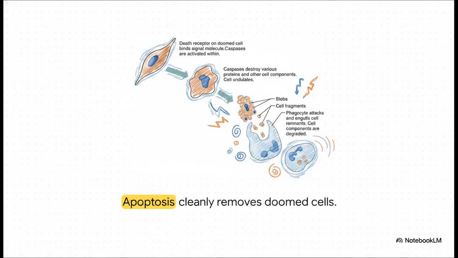You can actually visualize this exact biochemical pathway unfolding physically right here. The death receptor grabs the signal molecule, then the caspases light up internally, and boom, the doomed cell breaks apart into those tiny, easily digestible blebs right before being engulfed. It's incredibly efficient. The threat is just neatly and cleanly removed.